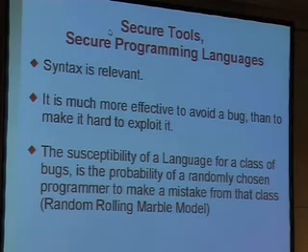Semi-scientific mumbo-jumbo. I present to you the random rolling marble model. The susceptibility of a language for a class of bugs is the probability of a randomly chosen programmer to make a mistake from that class. So if you give the same problem to lots of programmers, you get statistics on how likely you can exploit the same SQL injection attack in 5 different independent implementations.